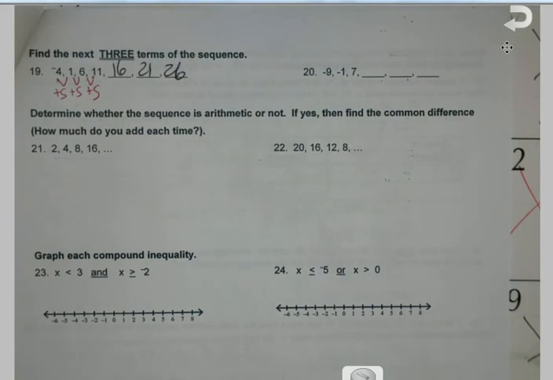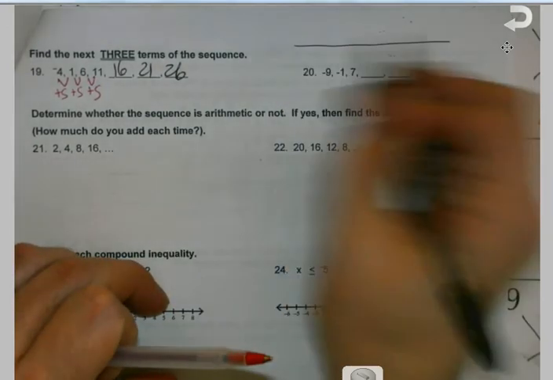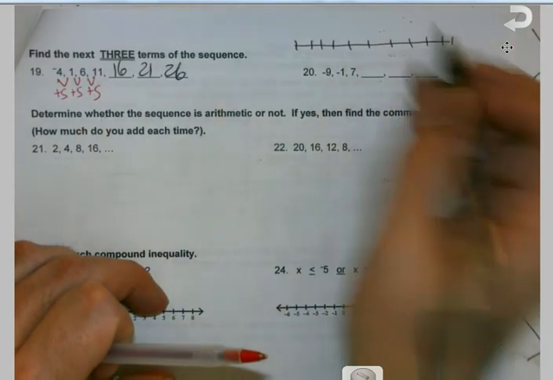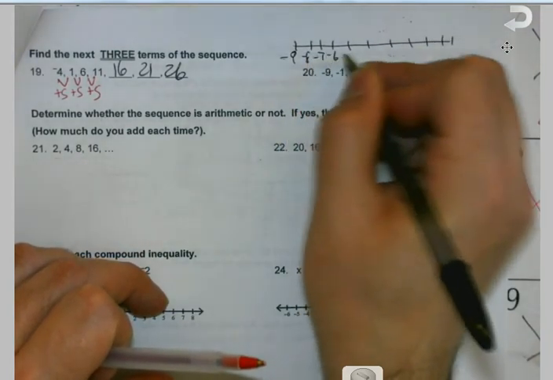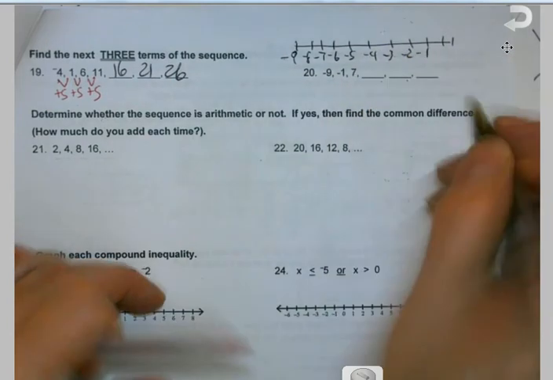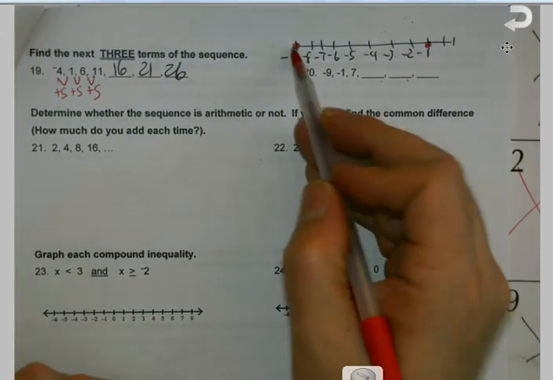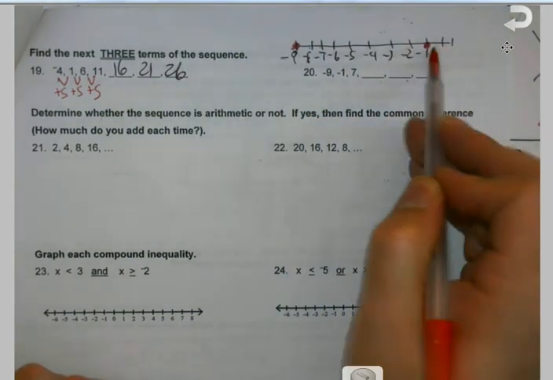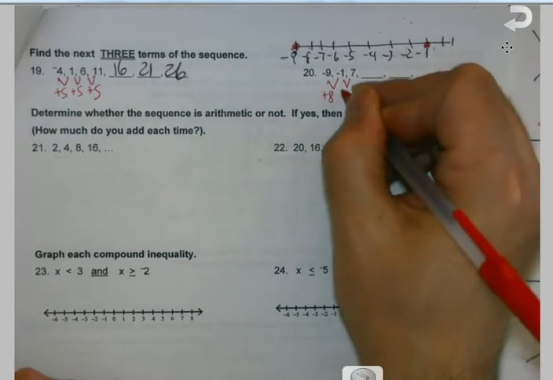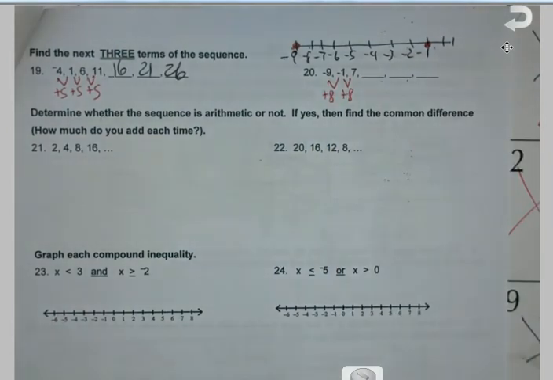What's my pattern on 20 then? How do I get from negative 9 to negative 1? And if you're really uncertain, some of you might think I'm crazy with this, but that's okay. If you literally have to make it visual where you can see, okay, I want to get from here and I want to get to here, if some of you got to do this, do this. 1, 2, 3, 4, 5, 6, 7, 8. Okay, count them. It takes me 8 to get to each one, so I'm just going to keep adding 8. We do what we got to do to get the job done.